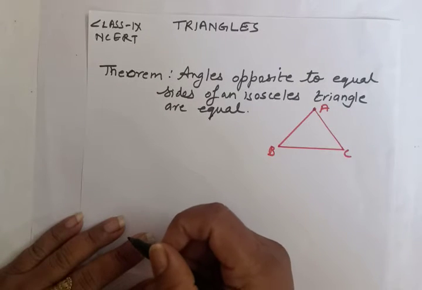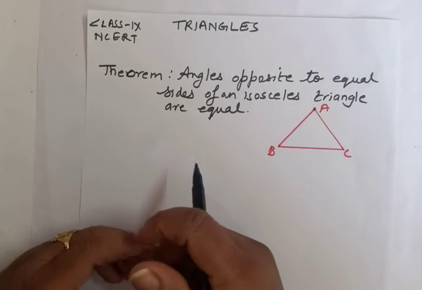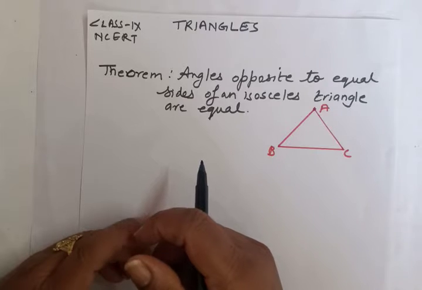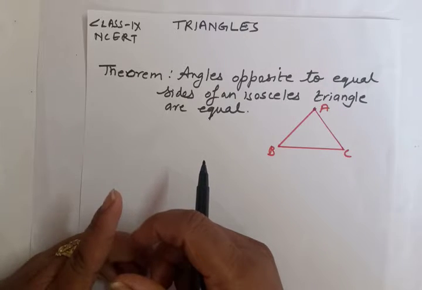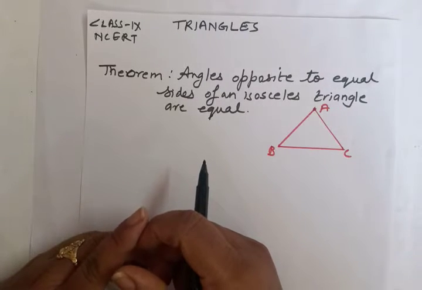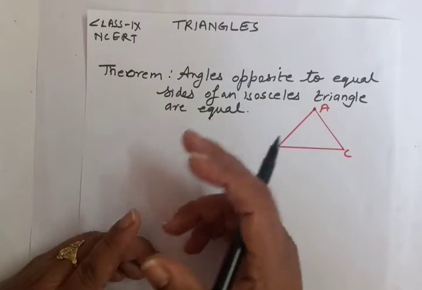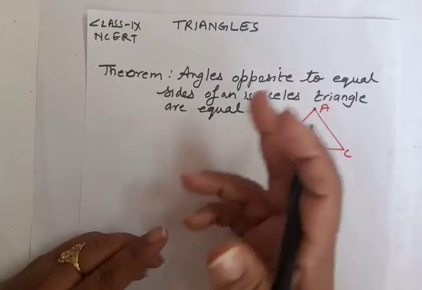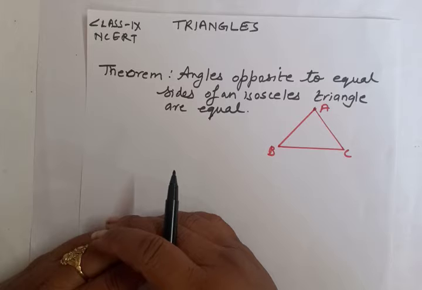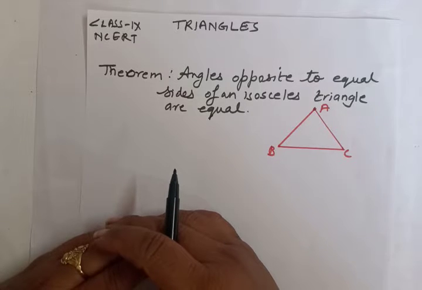Hello students, today we are going to discuss the chapter Triangles. In my previous video, I already explained the different types of triangles, and you already know about these triangles that you have been studying from class 7: equilateral triangle, isosceles triangle, scalene triangle, right angle triangle.